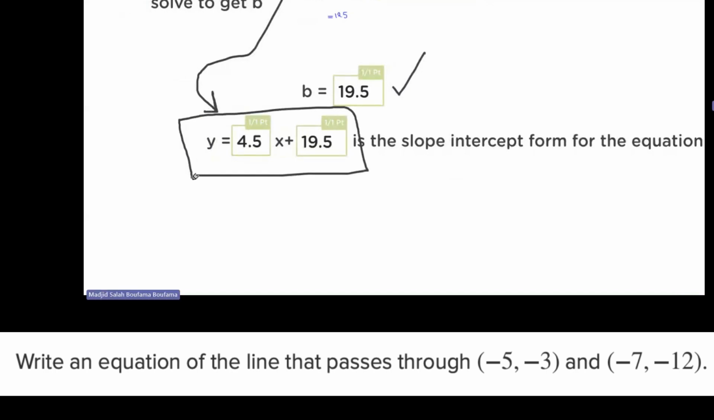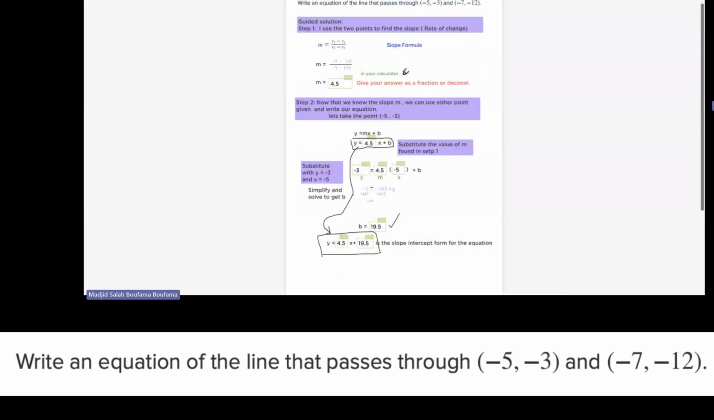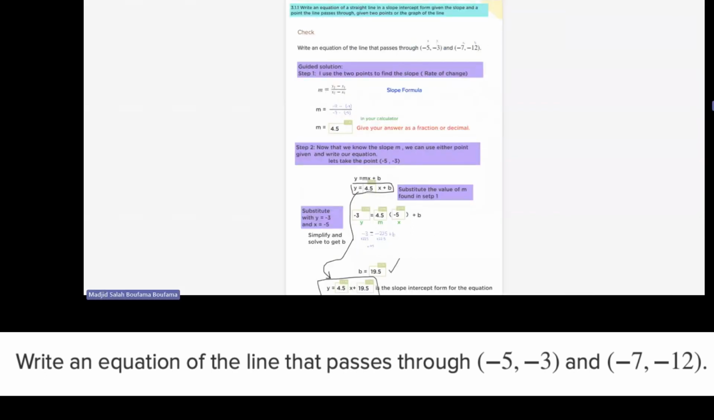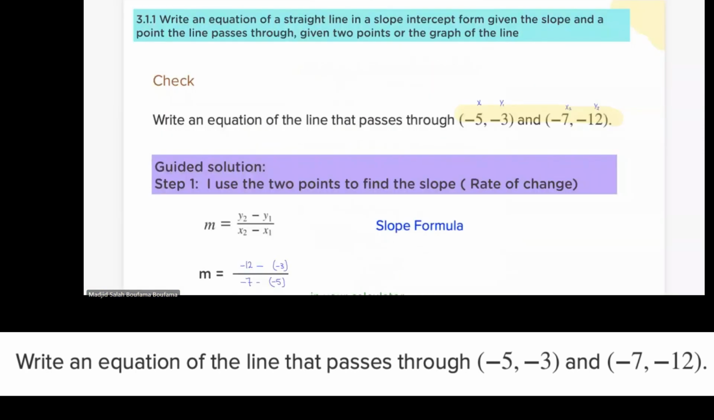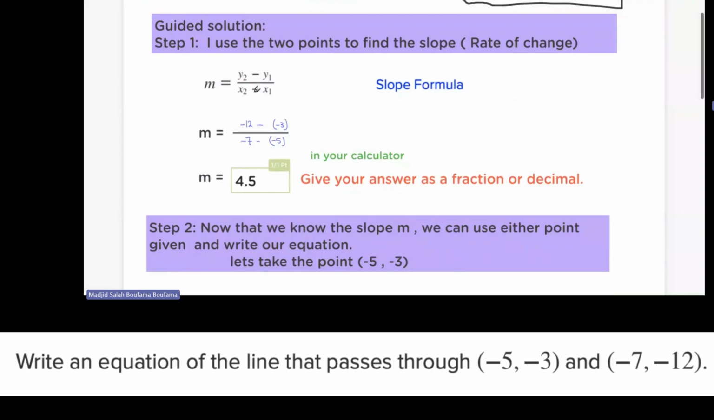Okay, so I repeat. In this slide, they give you 2 points in the question. Can you see? Listen carefully. In this question, they will give you 2 points on the line, and they want you to write the equation. First, you find the slope. You know how to find the slope using 2 points, okay? Which is this formula of the slope.